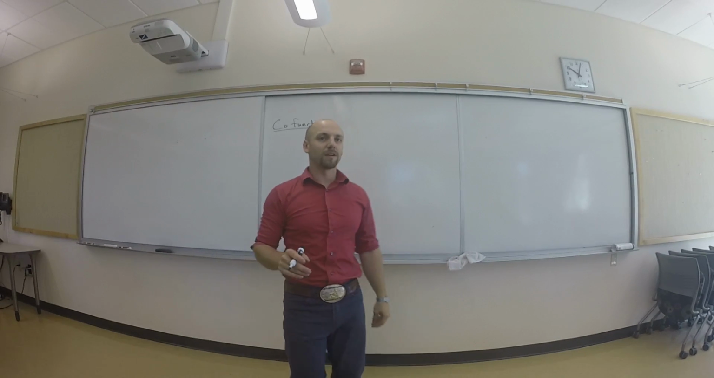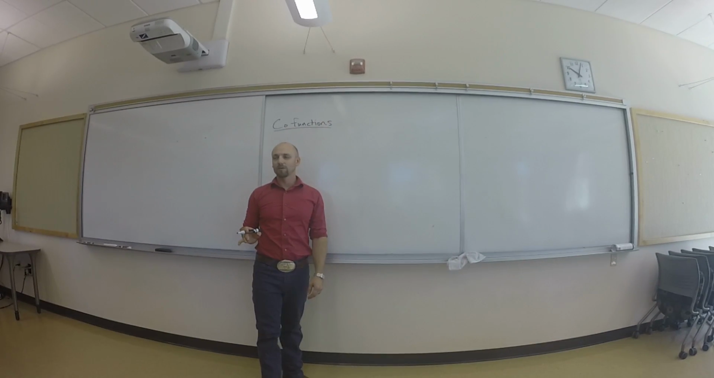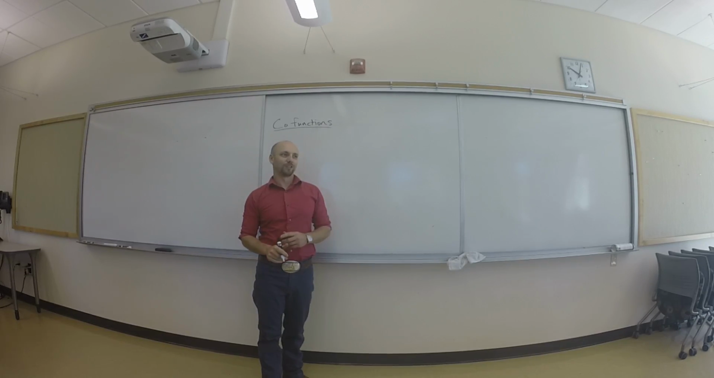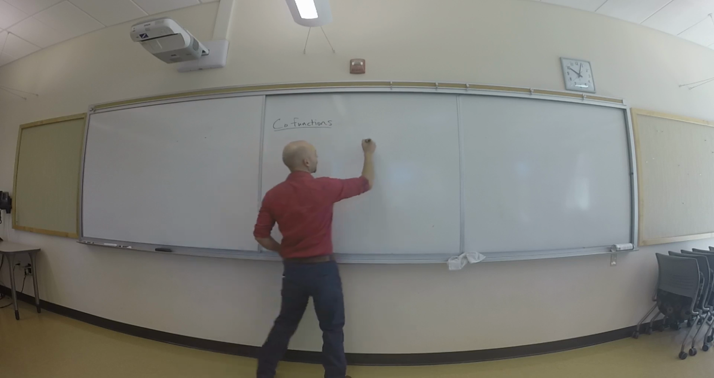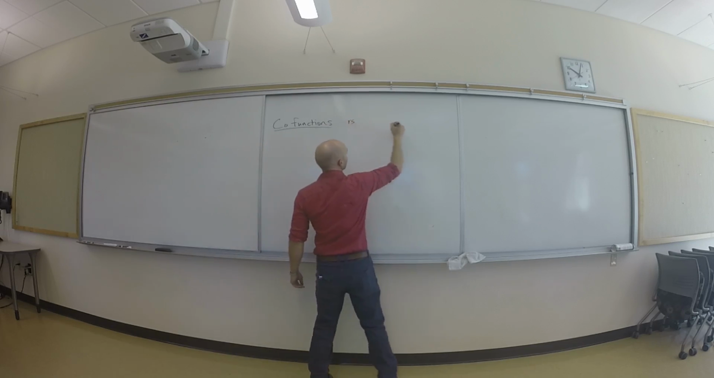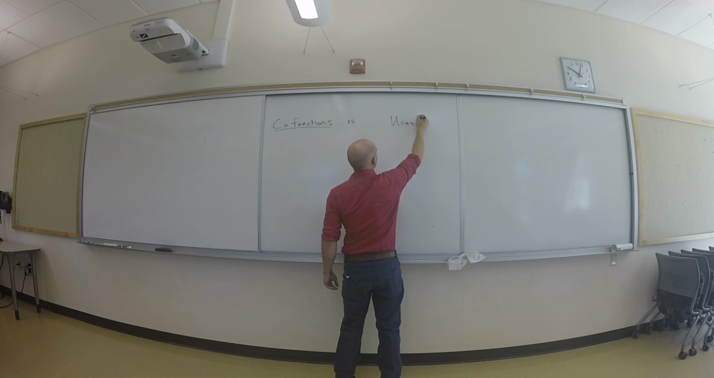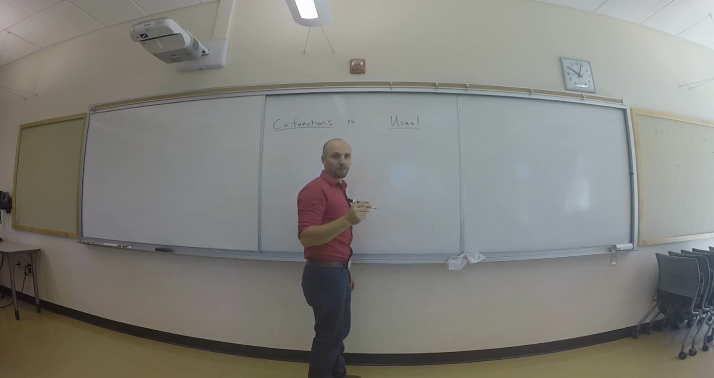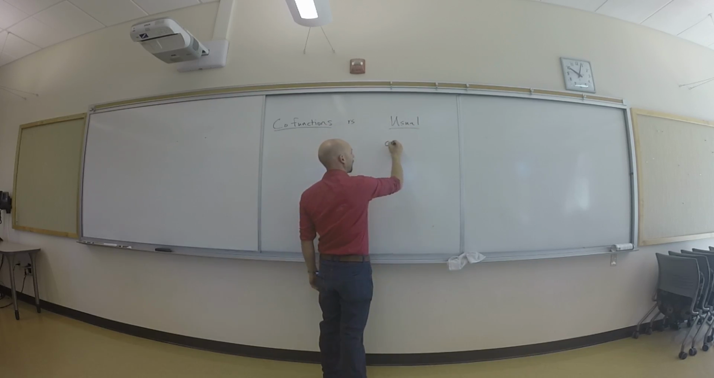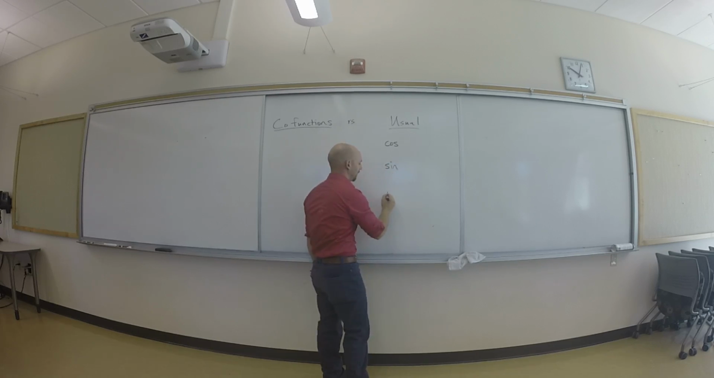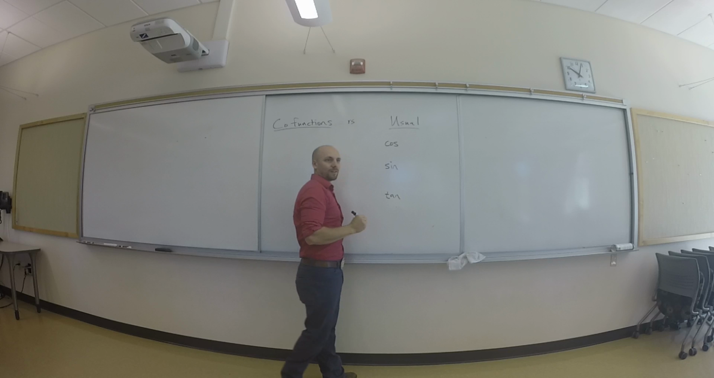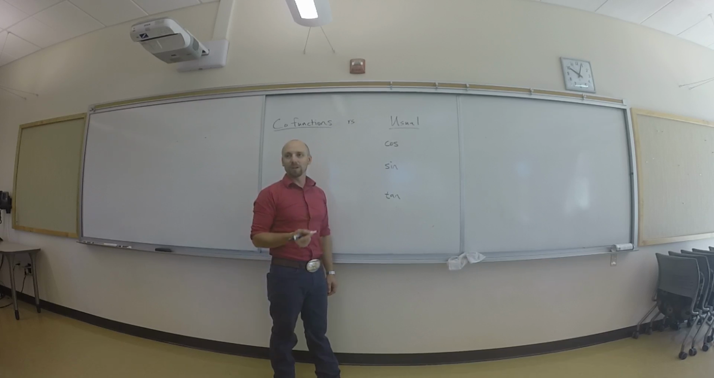So let me give you guys the quick and dirty on how co-functions work. First, what are your usual trig functions? Cosine, tangent, and sine. Okay, so the usual functions are cosine, sine, and tangent, right? And what do these do?